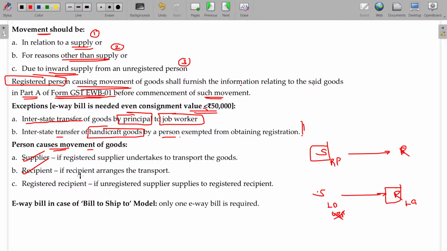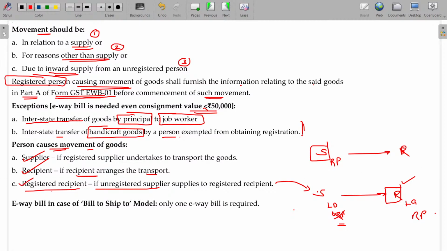Okay. So if the supplier arranges the transport, then the supplier himself is the person responsible for movement of the goods. If the recipient arranges the transport and he is the registered person, he is going to be the person causing the movement of the goods. Right. And registered recipient, in case unregistered supplier supplies to registered recipient. This is the situation. He is the unregistered person, LG being the registered person. So naturally, who is going to be the person causing the movement of goods?